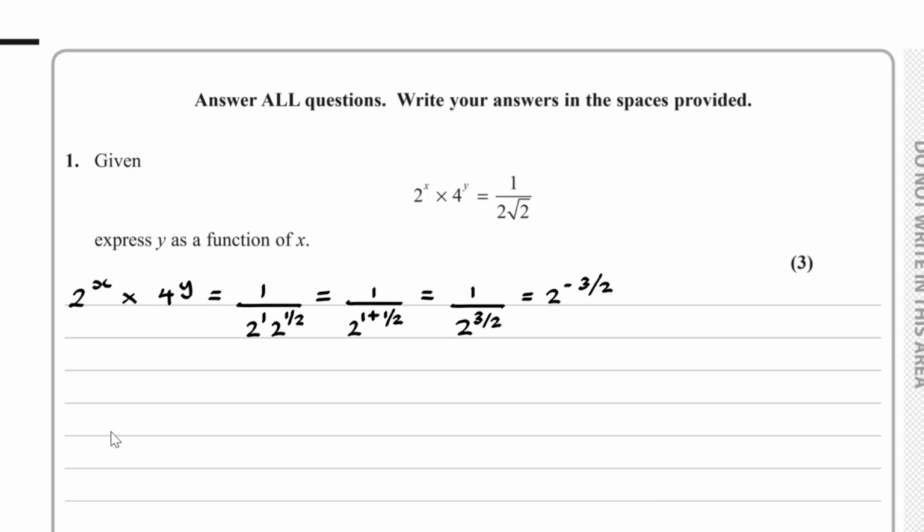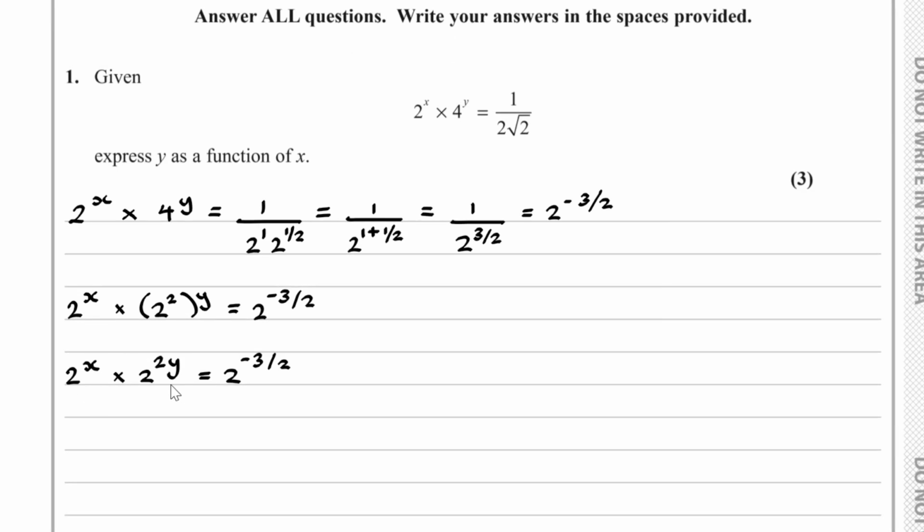Now this 4 we can rewrite such that we have 2 to the power of something. So we have 2 to the power of x times by 2 squared to the power of y, and this of course is equal to 2 to the power of minus 3 over 2. And we have a power raised to another power, and therefore we multiply the powers. So we have 2 to the power of x times by 2 to the power of 2y. This is equal to 2 to the power of minus 3 over 2.